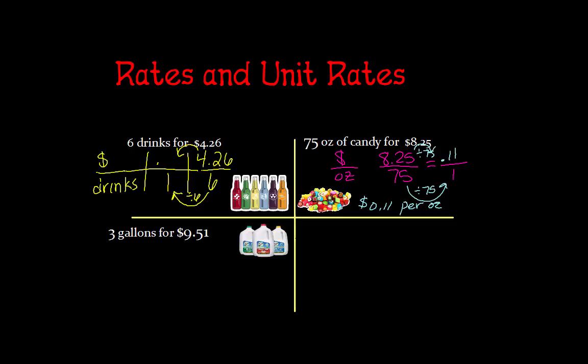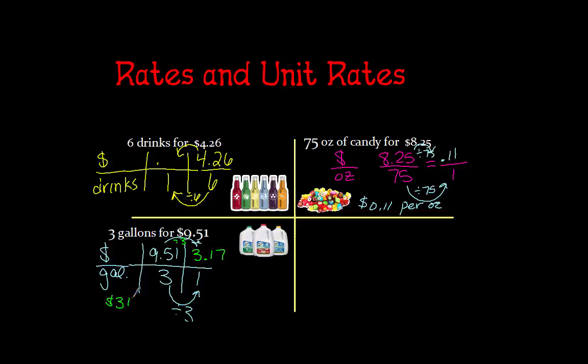Once again, my very first step is to figure out what my categories are. I have dollars and I have gallons. The rate that it gives me is $9.51 for 3 gallons, and I want to find out how much for 1 gallon. So I'm going to divide both the bottom and the top by 3. When I do that, I get 3.17, which means it costs $3.17 per gallon.